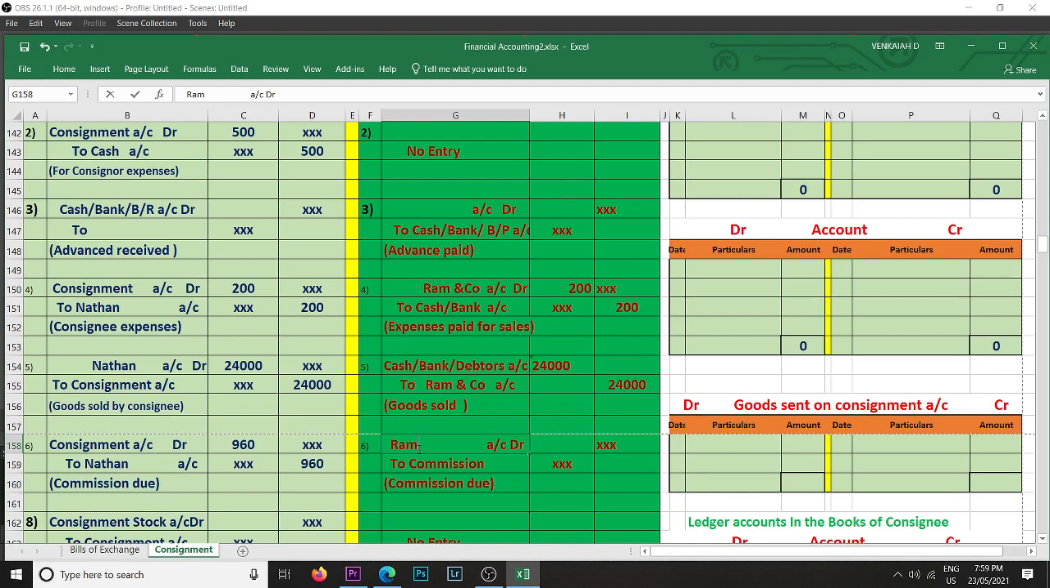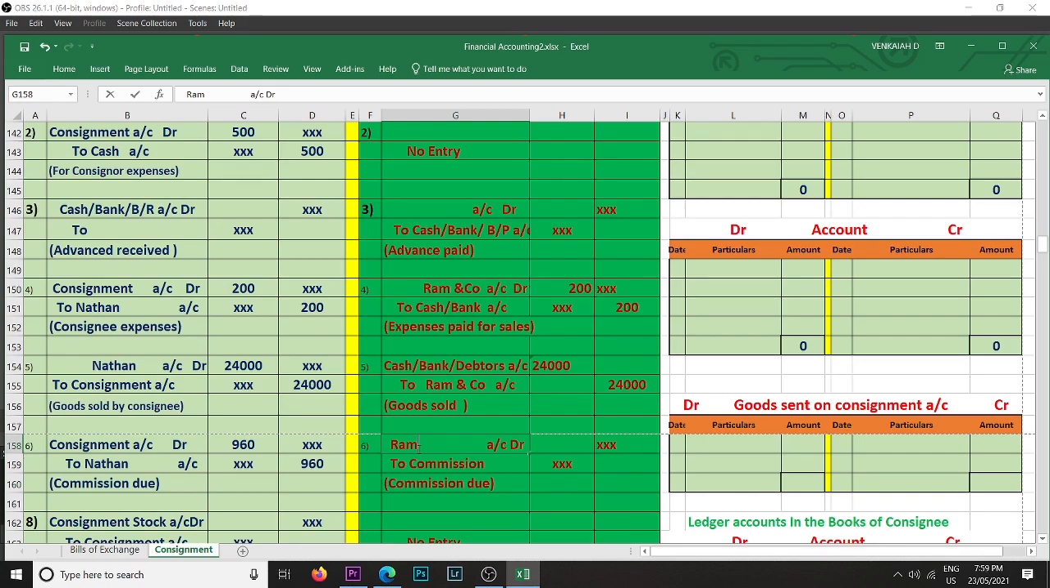Give journal entries in the books of both the parties. There is no advance, so no entry here. We can remove this, otherwise the format will be disturbed. So consignee account, sales. There is no unsold stock.